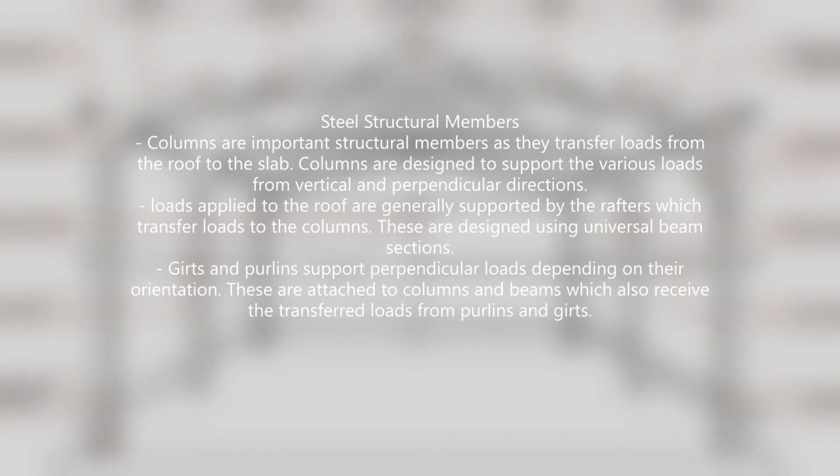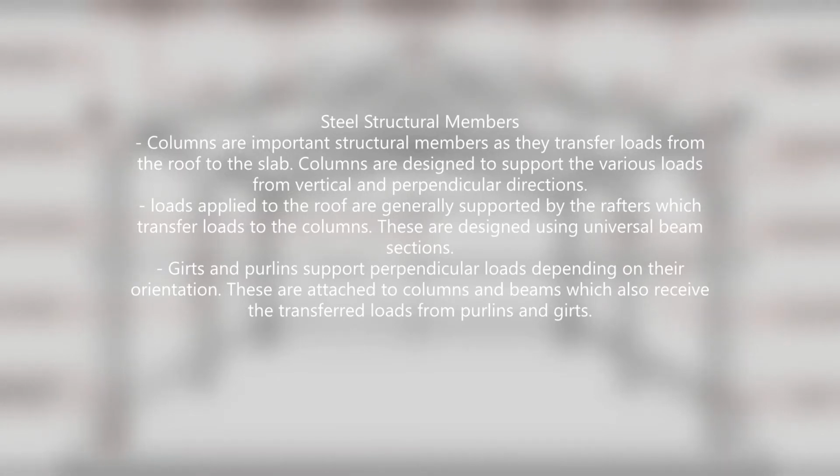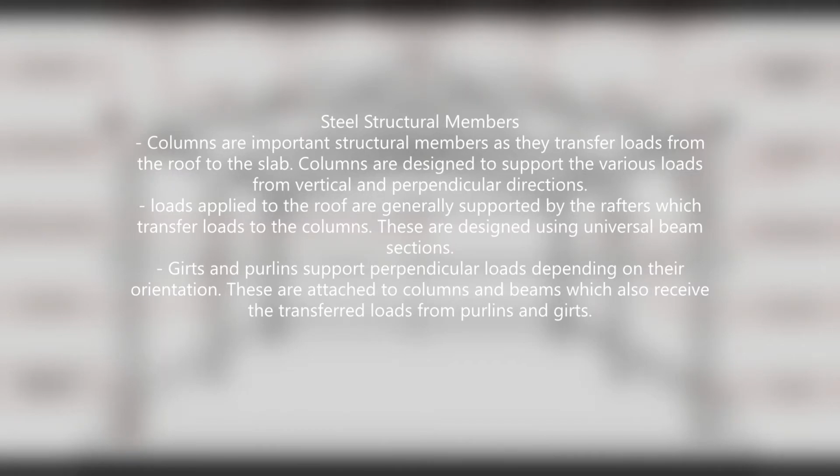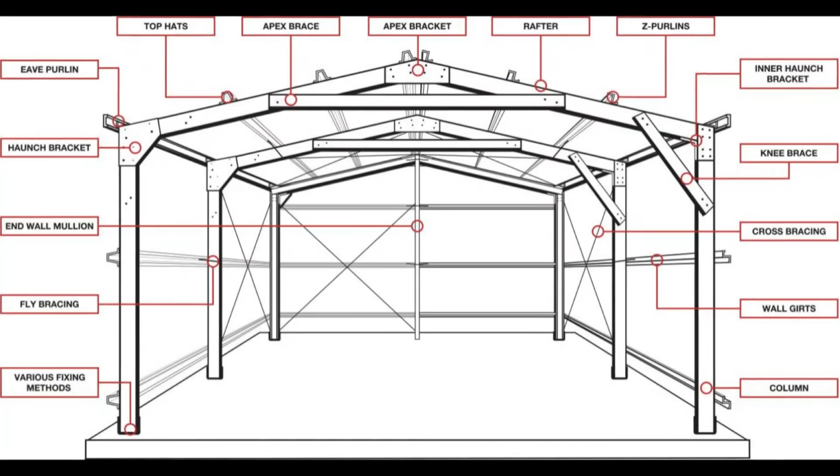Next up, steel structural members. Columns are important structural members as they transfer load from the roof to the slab. Columns are designed to support the various loads from vertical and perpendicular directions. Loads applied to the roof are generally supported by the rafters, which transfer loads to the columns. These are designed using universal beam sections. Girts and purlins support perpendicular loads depending on their orientation. These are attached to the columns and beams, which also receive the transferred load from the purlins and girts.